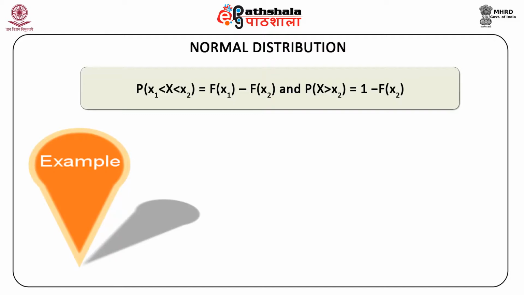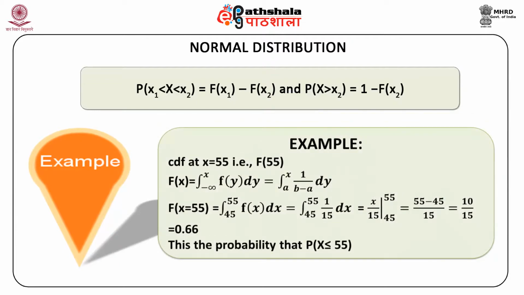That is, the probability of x being greater than x1 and x2 being greater than x is equal to F(x1) minus F(x2). And the probability that capital X is greater than x2 is equal to 1 minus F(x2). In the above example, calculate the CDF at x equal to 55. That is F(55). We know that F(x) is equal to the integration from minus infinity to x of f(y) dy, which is equal to the integration from a to x of 1 divided by (b minus a) dy.